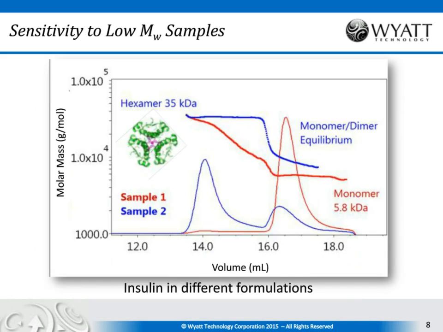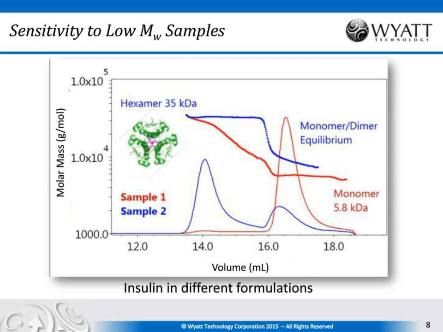This is a nice example of insulin in some different formulations, and you can see the information that we obtained from the light scattering, the molar masses. In the red, we see an insulin formulation which is primarily monomeric, and the light scattering indicates that the molar mass is flat across that entire peak of the monomer, so it's perfectly monomeric. And then there's a small shoulder at the earlier elution volumes, and the light scattering again shows us that goes up to the molecular weight of a hexamer.